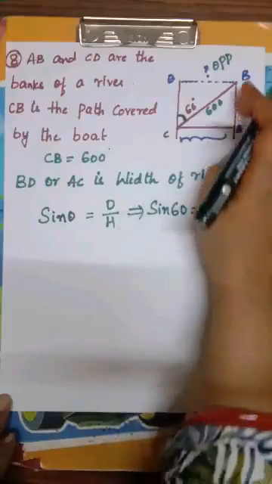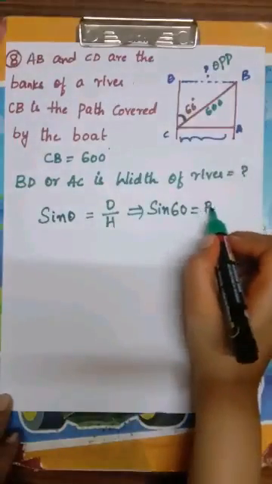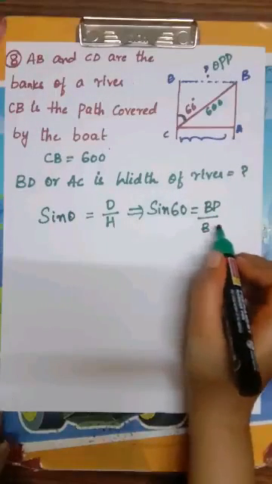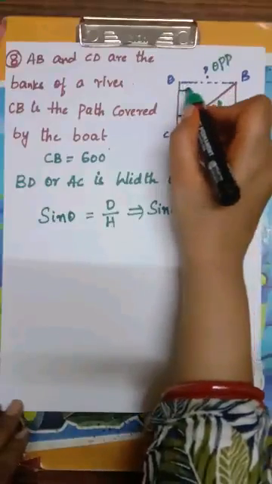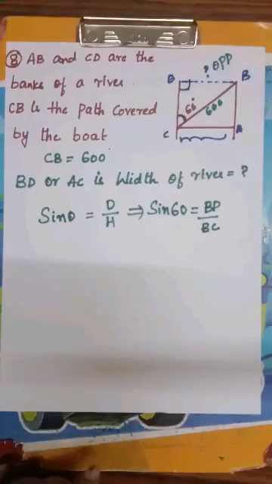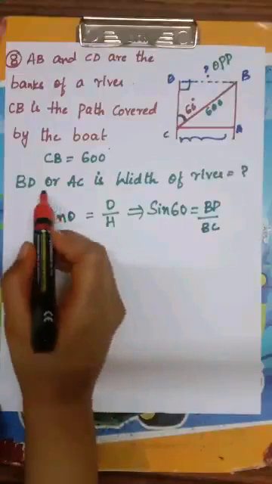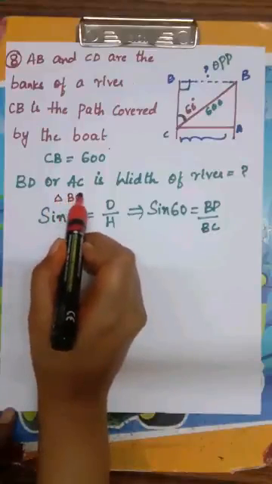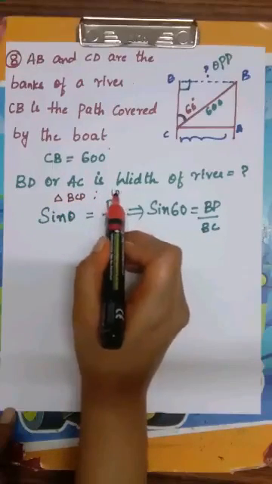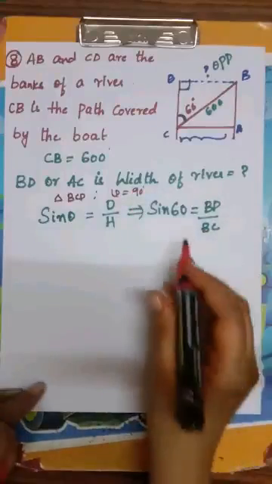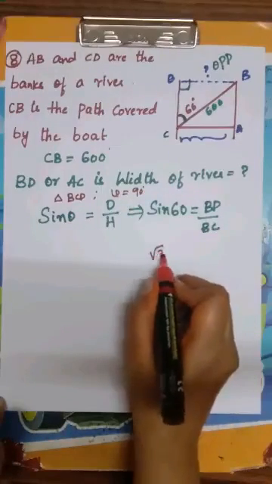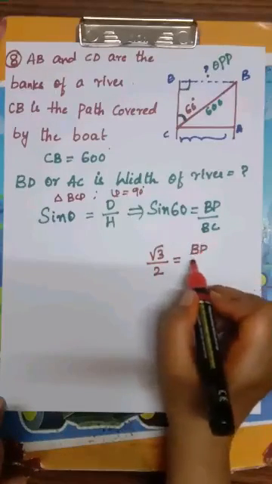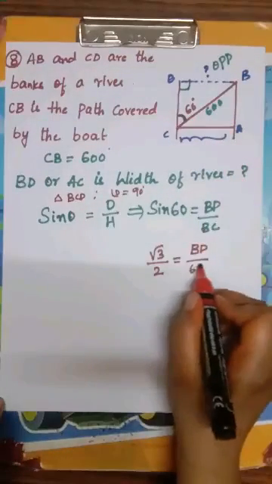Sin 60 is equals to BD, that is opposite, by hypotenuse, that is BC. CB or BC, this is 90 degrees. Angle D is 90 degrees in a triangle BCD. Okay, चलिए. Sin 60 की वैल्यू क्या है माँ? √3/2 is equals to BD by BC, which is given as 600.